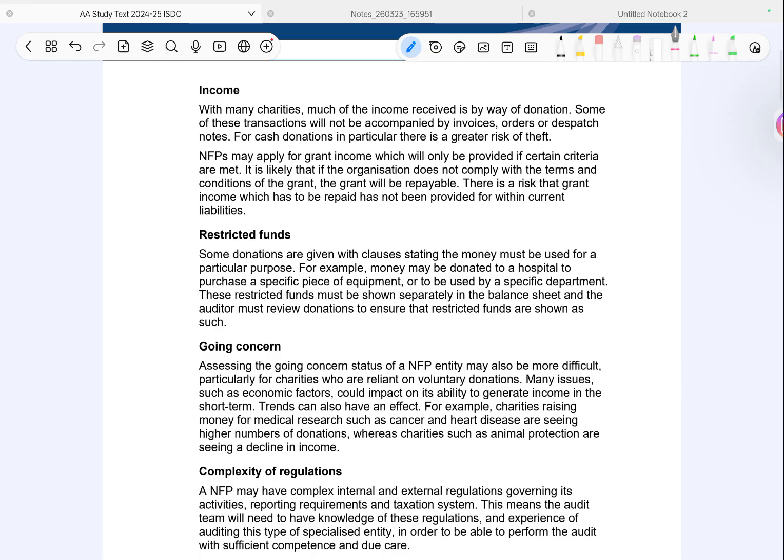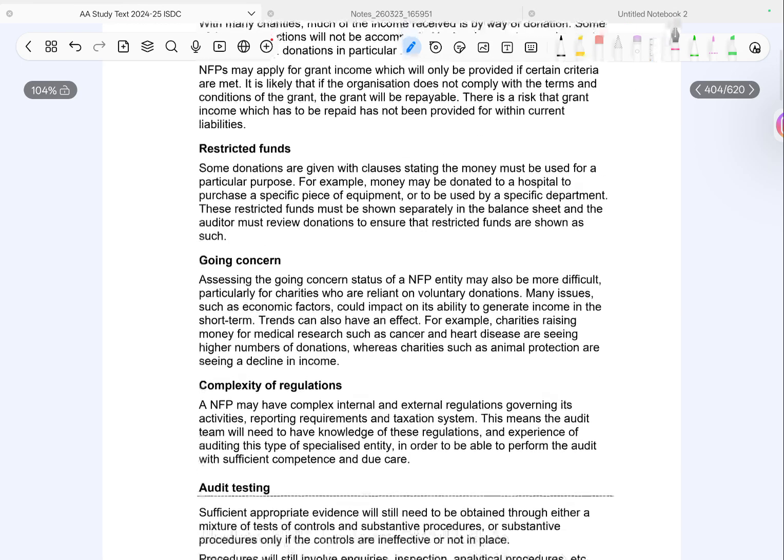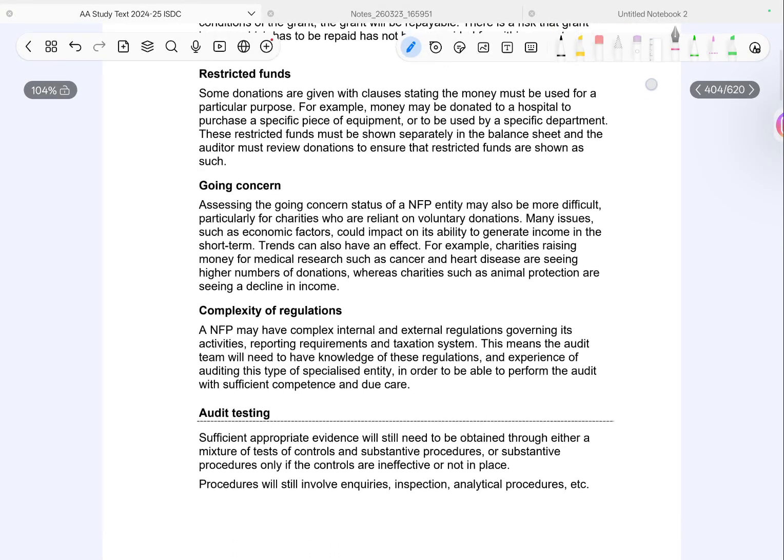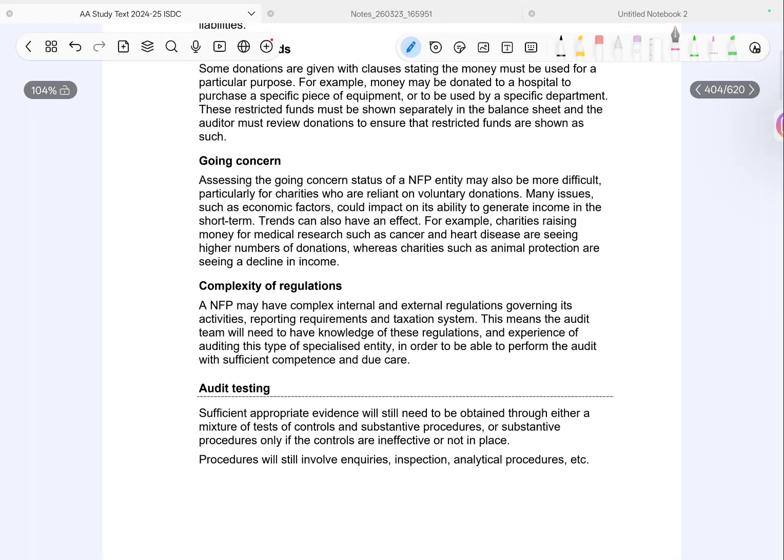Restricted funds are also important. These are donations given for a specific purpose, such as a project or department, and must be separately disclosed in the financial statements. The auditors must ensure that the restricted and unrestricted funds are correctly identified and presented. Going concern can be more difficult to assess in NFP organizations, particularly charities dependent on voluntary donations. Income levels may fluctuate due to economic conditions or changes in public interest and donation trends.